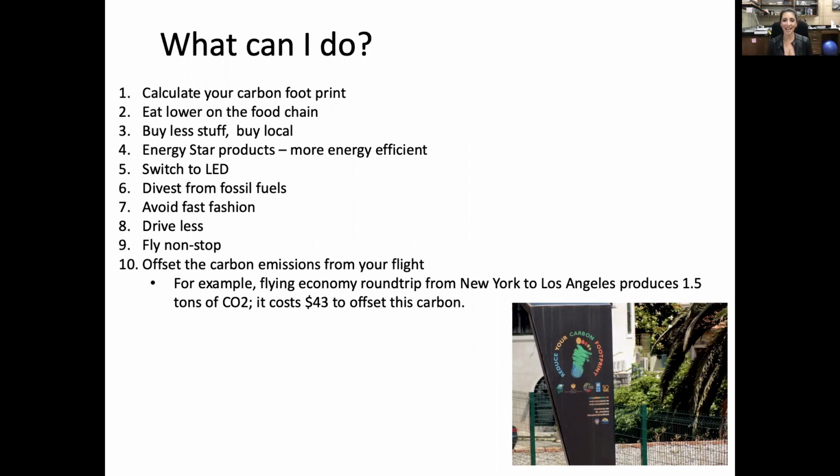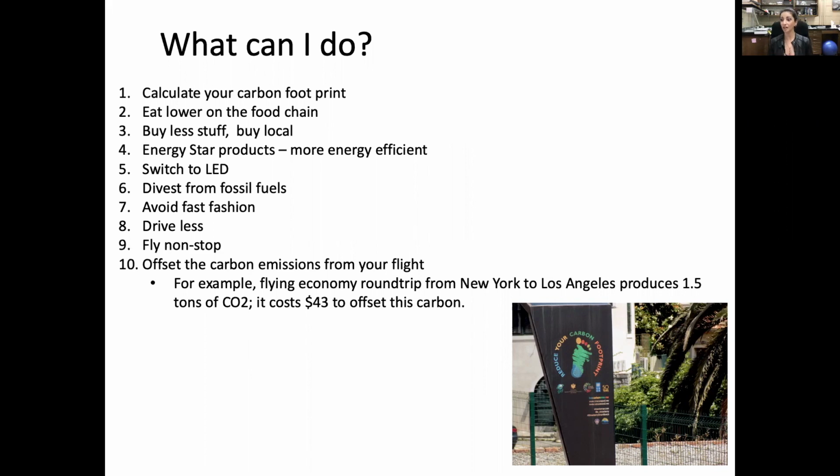Number eight, drive less. I know this is extremely difficult for many of us, especially living in an area with very few options in terms of public transportation. Number nine, if you're going to fly, try to find a nonstop flight. This actually reduces the amount of carbon output in your flight.